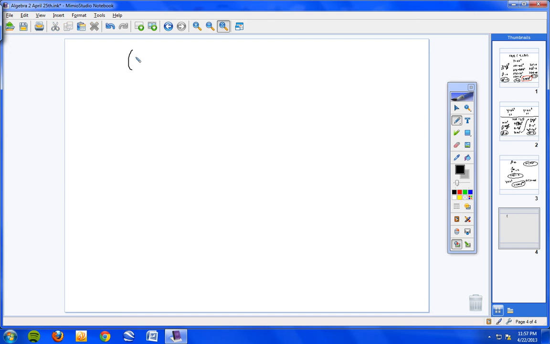3 comma 27, I believe is what your notes say. 3 comma 27, and then 9 comma 243. All right, let's go ahead and write a power function, all right? This is my x, this is my y. So step 1, we're going to take our model, which is y equals ax to the b, and we're going to substitute this ordered pair in, and we're going to solve for a.